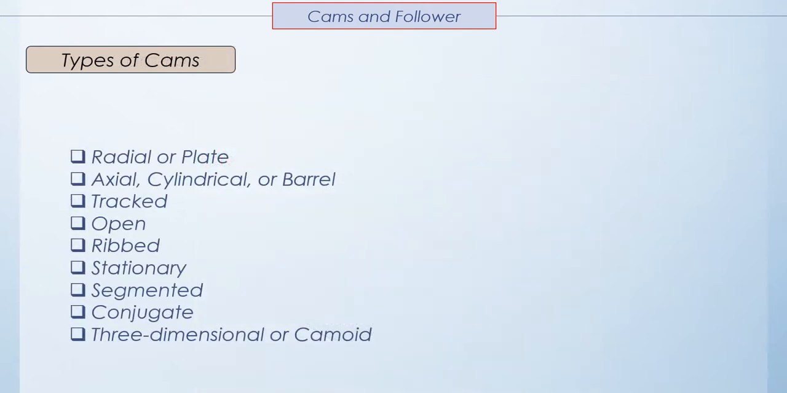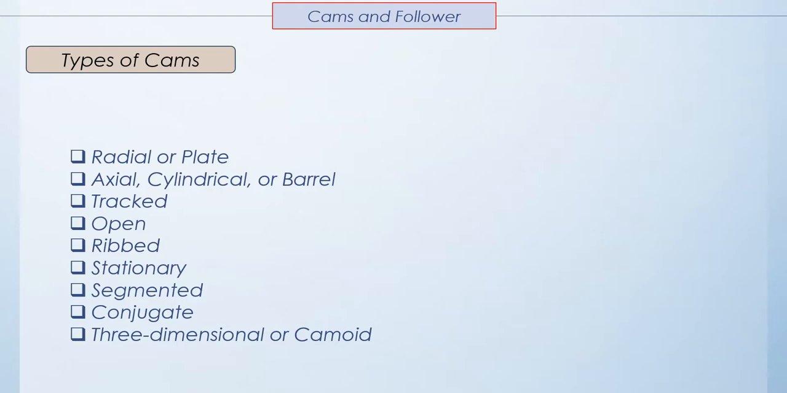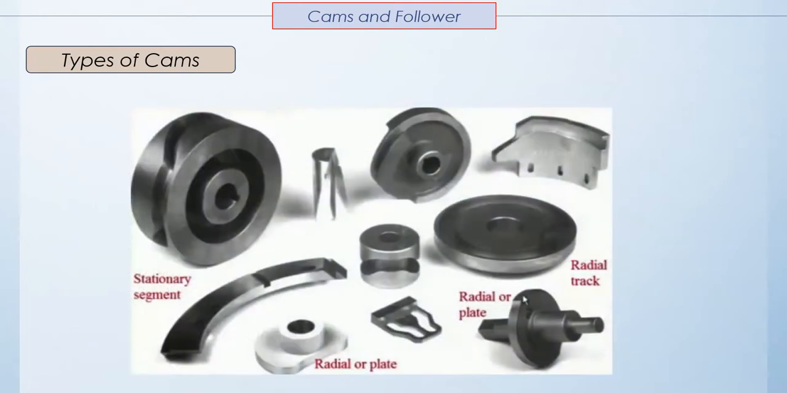So this is the types of cam. We have a radial or plate, we also have axial, cylindrical or barrel, we also have track cams, we also have open, rib, stationary, segmented, conjugate and three dimensional, or what we call camoid. Okay, so these are the types of cams with real pictures. So we have a stationary segment like this, we also have a radial or plate, what else?